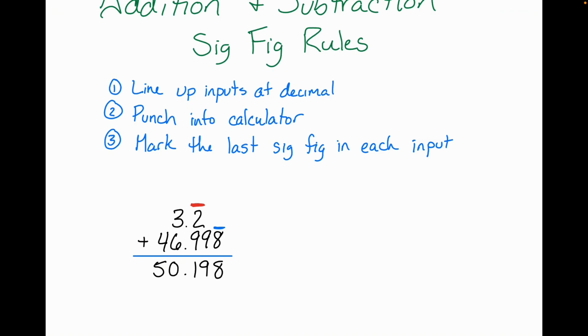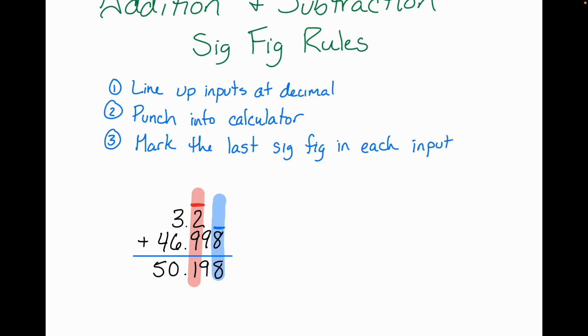So I'm going to look here. This is the position of the sig fig in my first number. This is the position of the sig fig in my second input. Whichever position is further to the left, that's the position we're going to round our answer to. All right, so can I round it to the red or the blue? To the red, right? To the 10th place.